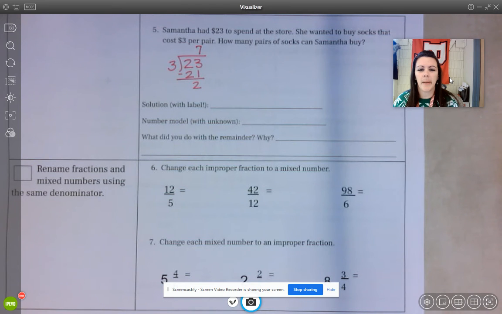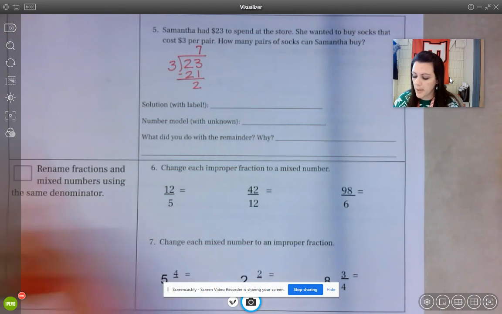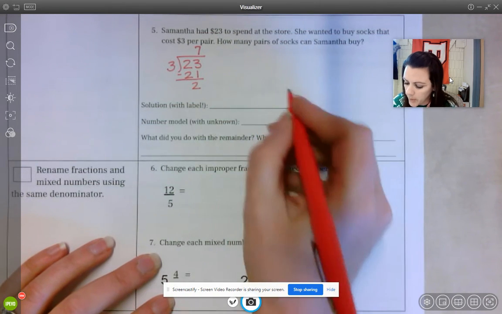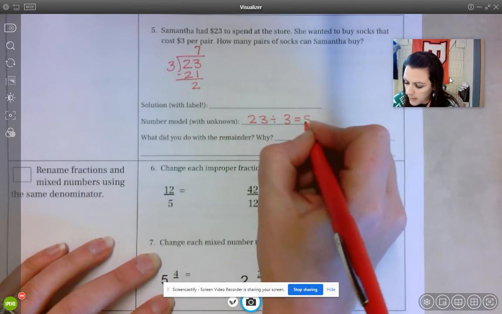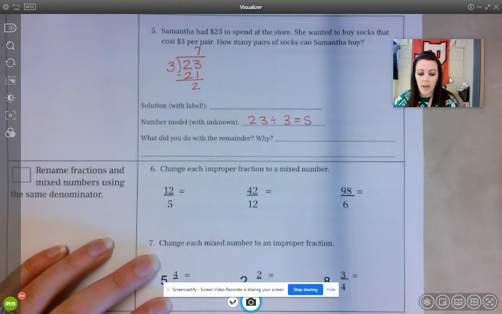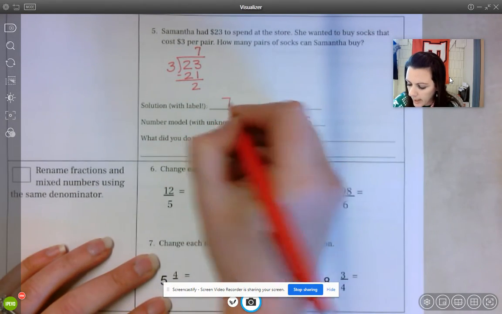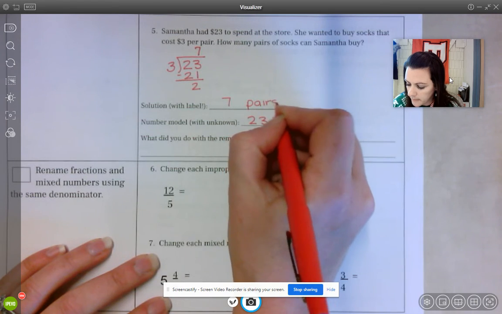Yeah, I don't think we can buy partial socks, and they're definitely not giving them to us for a lower price. That doesn't happen. So let's take a look at our number model. We did 23 divided by 3 equals socks. I got 7 with a remainder. I have to just ignore it. I know I can buy 7 pairs of socks.